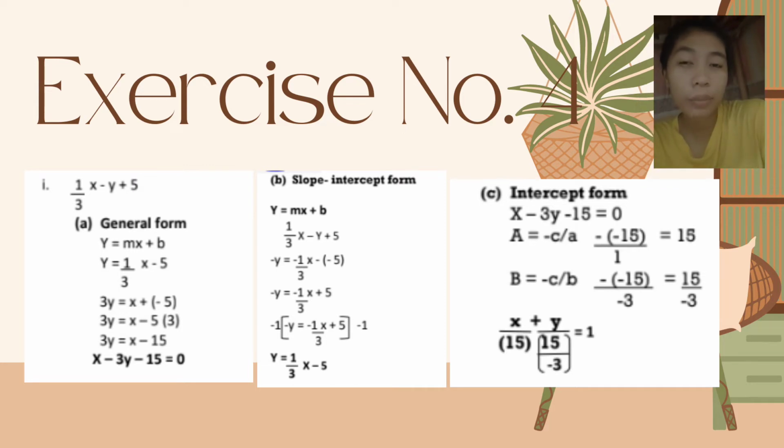Sa intercept form naman, x - 3y - 15 = 0. So a is equal to negative c over a, negative negative 15 divided by 1, is equal to 15. So b is equal to negative c over b, negative negative 15 divided by negative 3, is equal to 15 divided by negative 3. So x over 15 plus y over 15 divided by negative 3 is equal to 1.